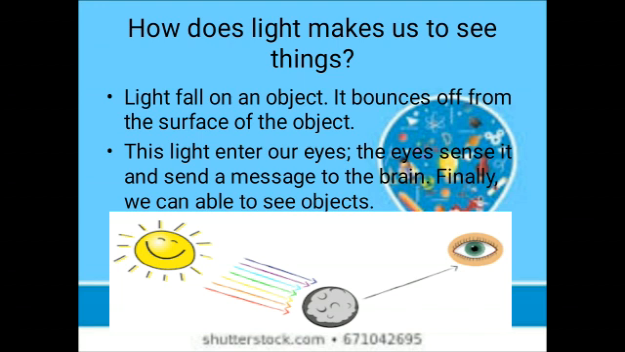The light rays from the source fall on the object. The surface of the object reflects the rays of light. On reaching our eyes, those reflected rays let us see things clearly. In this way, light helps us to see objects around us.